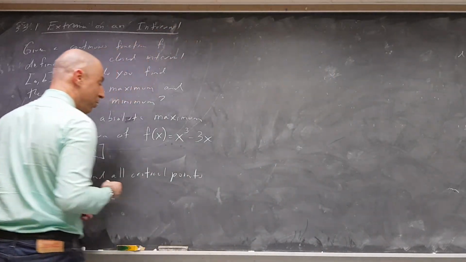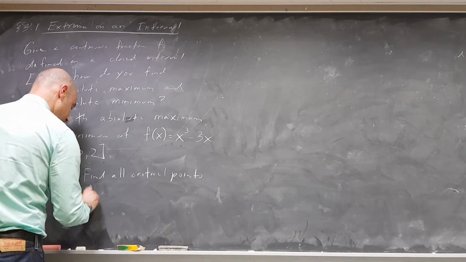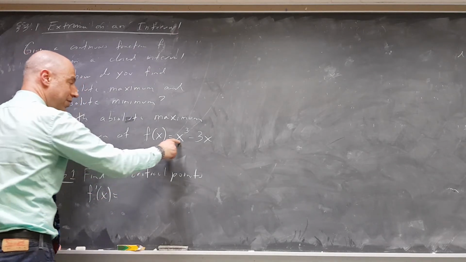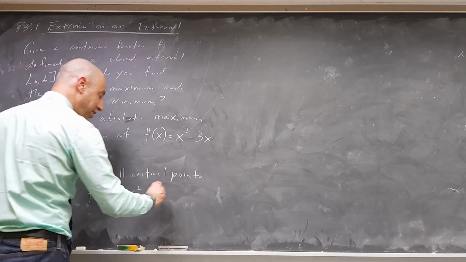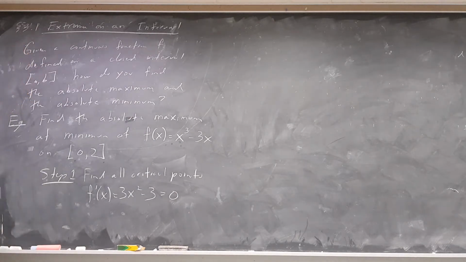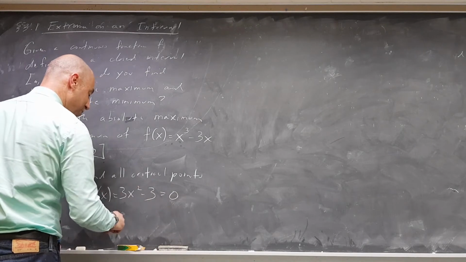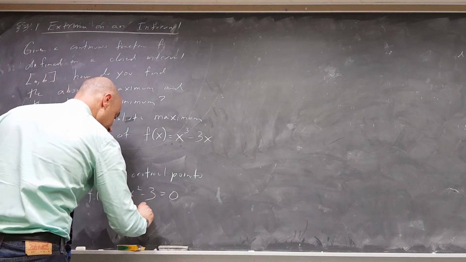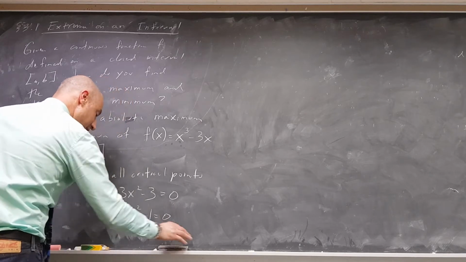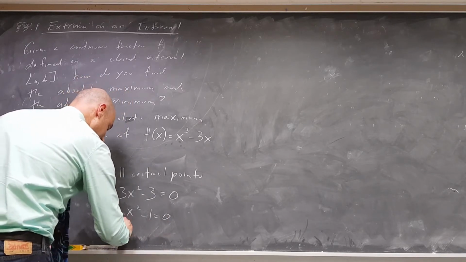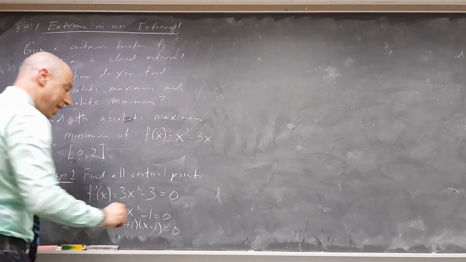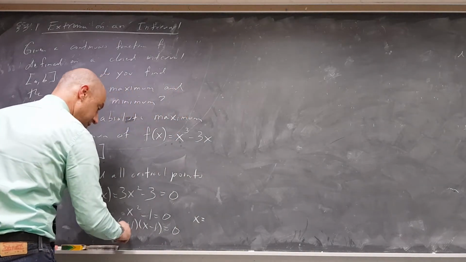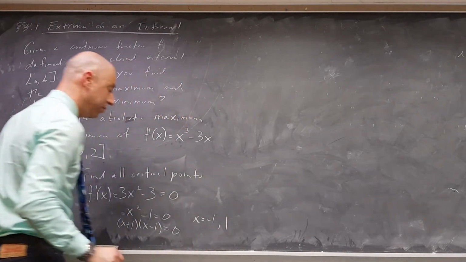Let's go ahead and find the places where the derivative equals 0. So we'll take the derivative, f prime of x. That's going to be 3x squared minus 3. And we'll set this equal to 0. So 3x squared minus 3 equals 0. We can divide both sides by 3. So x squared minus 1 equals 0. That factors as x plus 1, x minus 1 equals 0. So x either equals -1 or x equals 1.